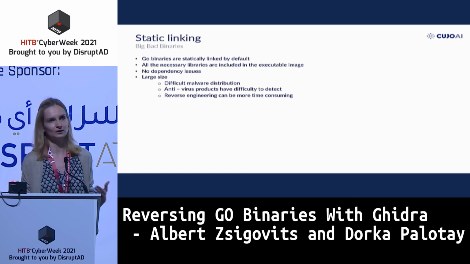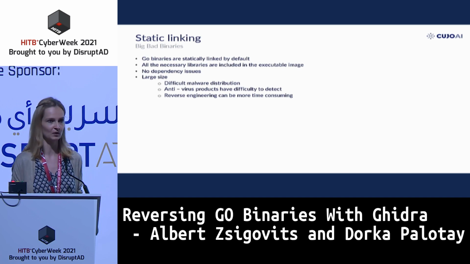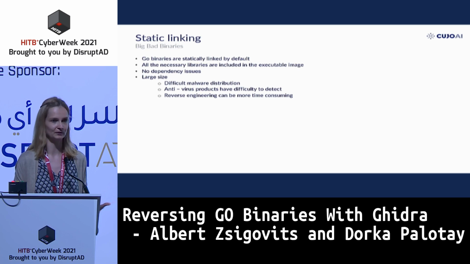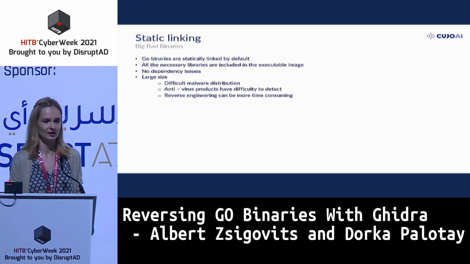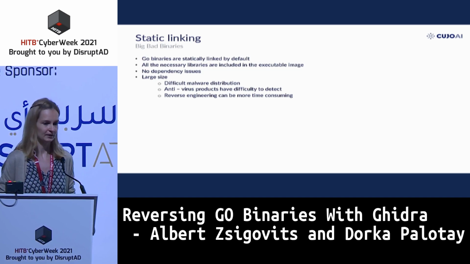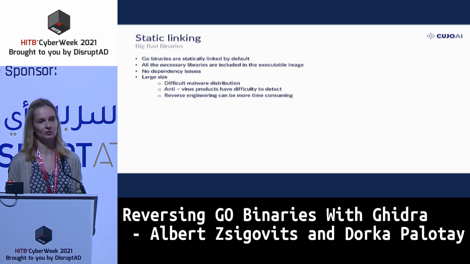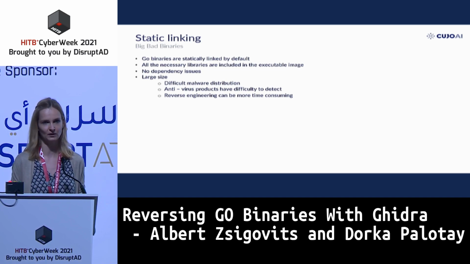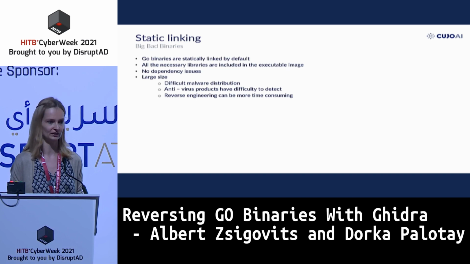But this large size also comes with some drawbacks, like, for example, malware distribution is difficult. I'm talking about our IoT malware, where we don't really have enough room for such a large binary, so it won't work. But that's one issue. Also, sometimes AV products have some issues detecting these Go binaries. And also, reverse engineering is much more difficult when we have to look at such a huge binary. And I will show examples of what you have to face when you do reverse engineering.